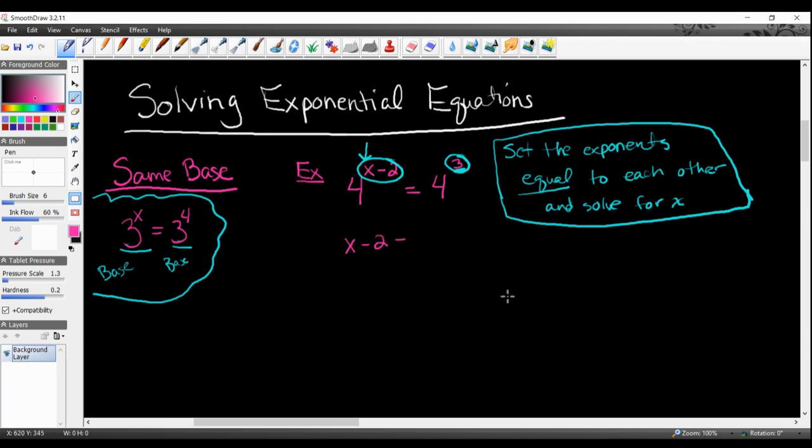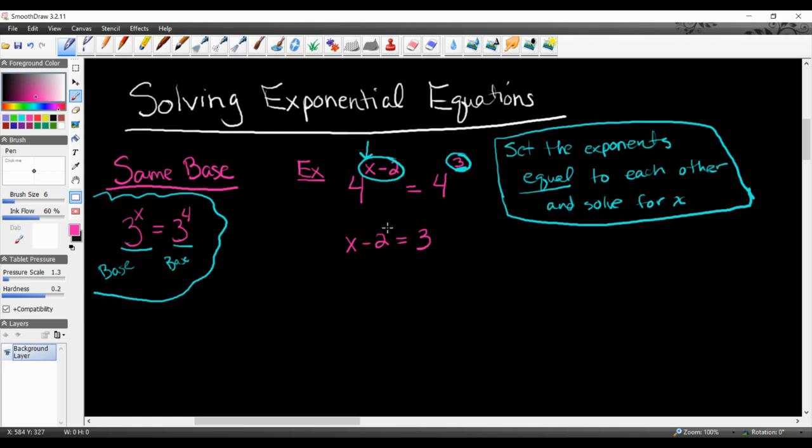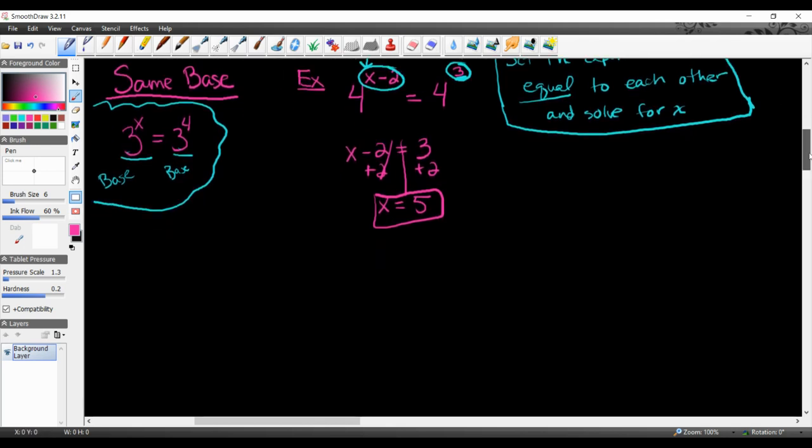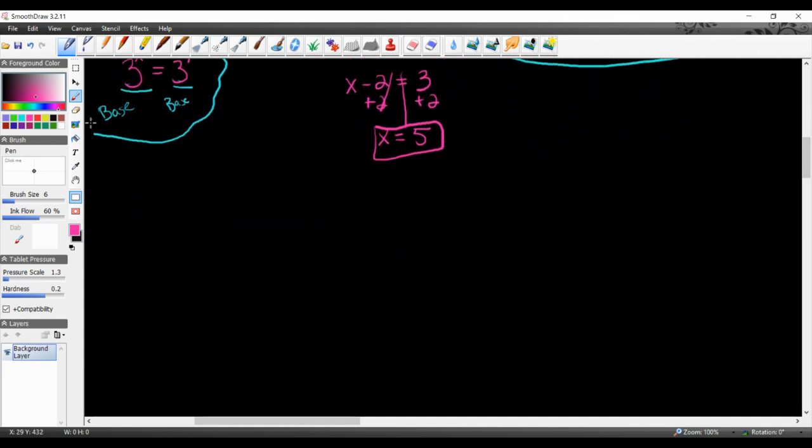x minus 2 equals 3. And we solve. This is a simple one-step equation. We want to get x by itself, so we add 2 to both sides. Therefore, x is equal to 3 plus 2, which is 5. And that's it. The answer for this first example is x equals 5. We're going to do another example. We're going to do quite a few examples. These are not too hard.